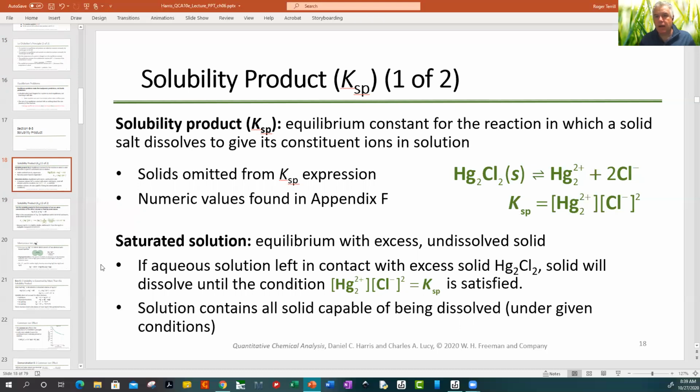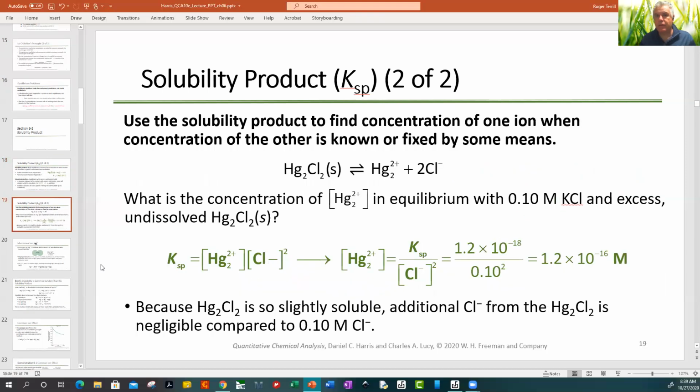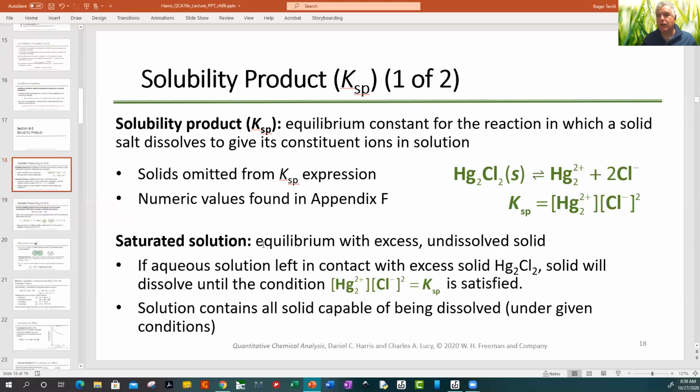So in a saturated solution, there'll be excess undissolved solid. And if you have an excess undissolved solid of Hg2Cl2 and water above it, then it will dissolve until this concentration product equals KSP, right? And so this is how KSP works, basically.